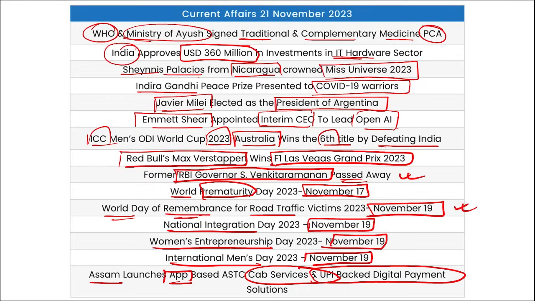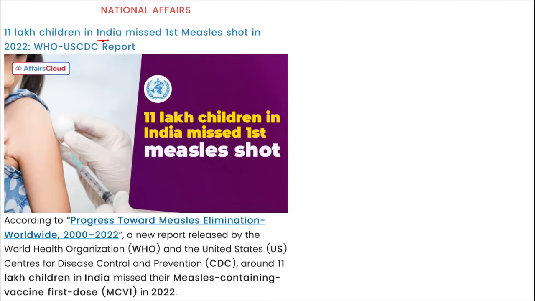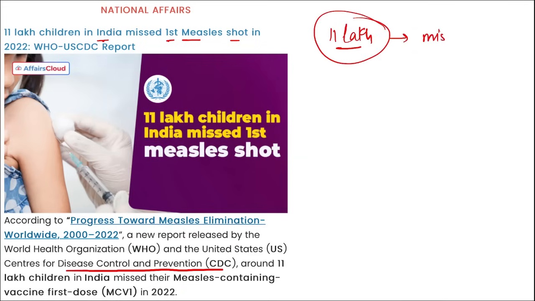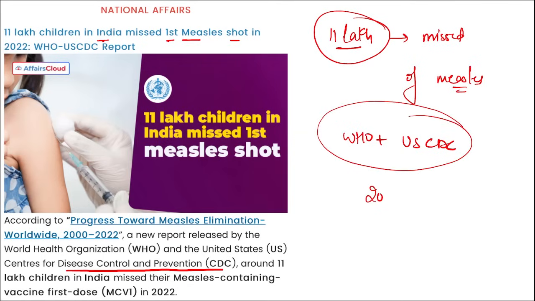Now let's move to some revision part that will be beneficial for your learning. So let's start. First is 11 lakh children in India missed the first measles shot in 2022, according to a report released by WHO and United States Center for Disease Control and Prevention. Right? So how many children in India? 11 lakh children in India have missed this shot of measles, and this report was released by WHO along with US CDC, that is United States Center for Disease Control and Prevention. Correct? Remember this data is for 2022.